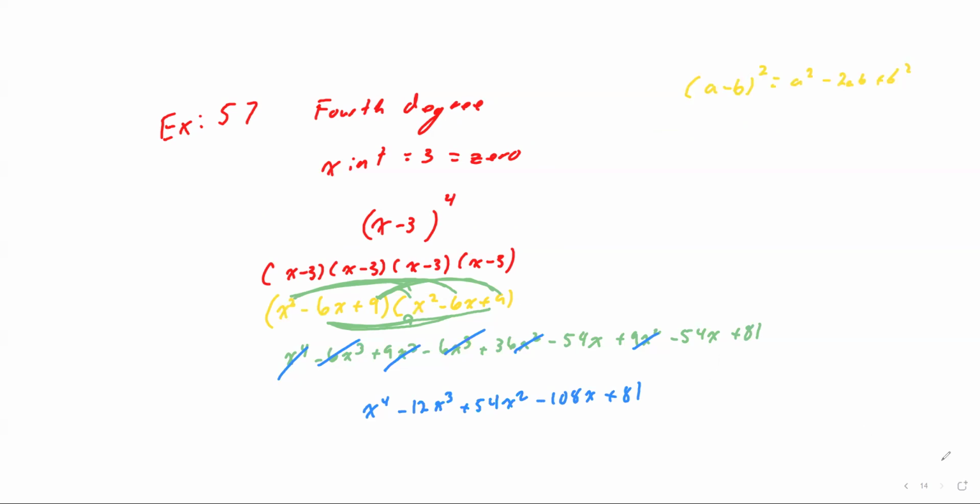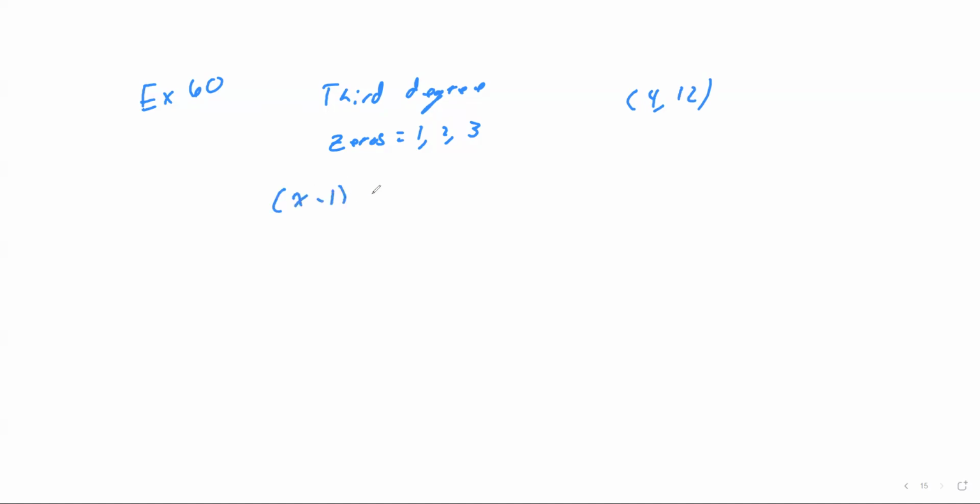All right, last question, and I'll conclude today's lesson. In example 60, it says it's a third degree. The zeros are 1, 2, and 3, and it passes through the point (4, 12). We'll come to that concept in a little bit. So to do this, this is going to be (x − 1)(x − 2)(x − 3). So let's get right into it.